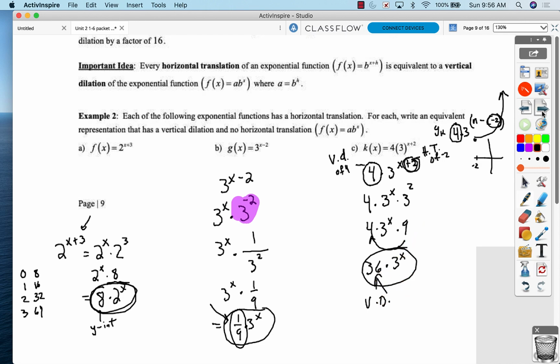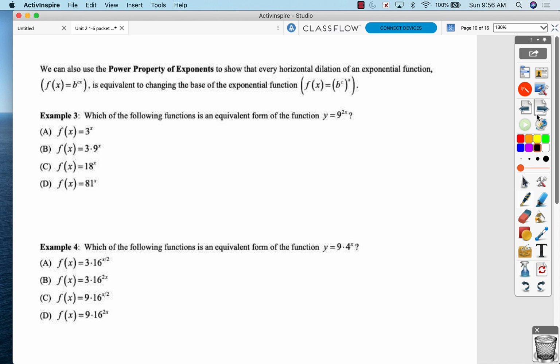So hopefully that'll be. Oh, is there more? Oh, yeah, there's more. Okay, so which is equivalent to this stuff? So they give you this 9 to the 2x. This is a horizontal dilation of a half. Now that's 9 to the 2x in case you can't see it that well.